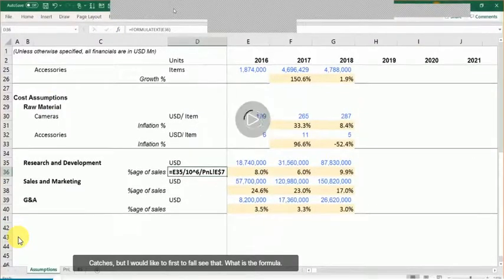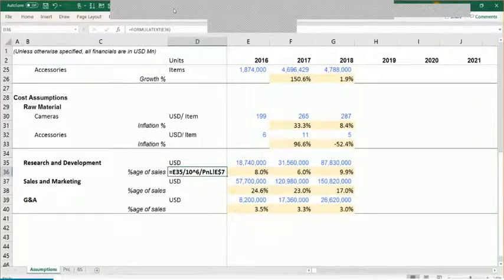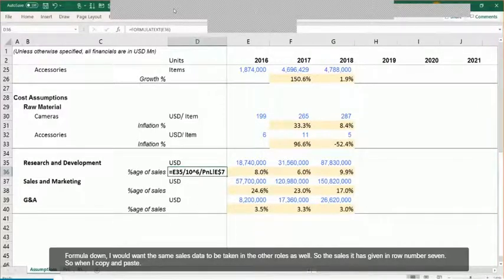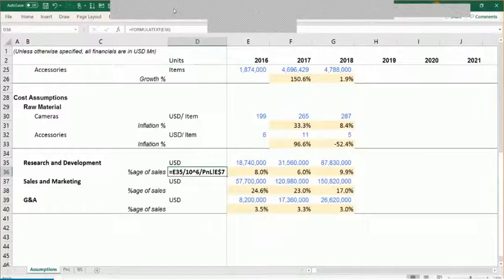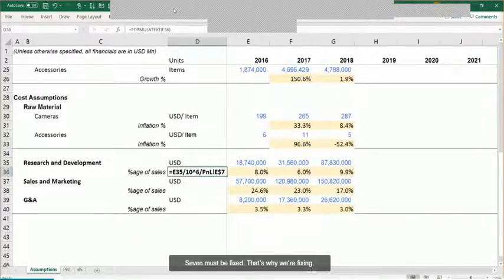First of all, see what is the formula that I have to put here. So basically in this case, I have to put a formula which picks the data from the cell above and then divides by the sales number. Every time I copy and paste my formula down, I would want the same sales data to be taken in the other rows as well. So the sales data is given in row number 7. So when I copy and paste this formula for the other items, I would still want to refer to row number 7, which means that the reference to row number 7 must be fixed. That's why we are fixing row number 7.